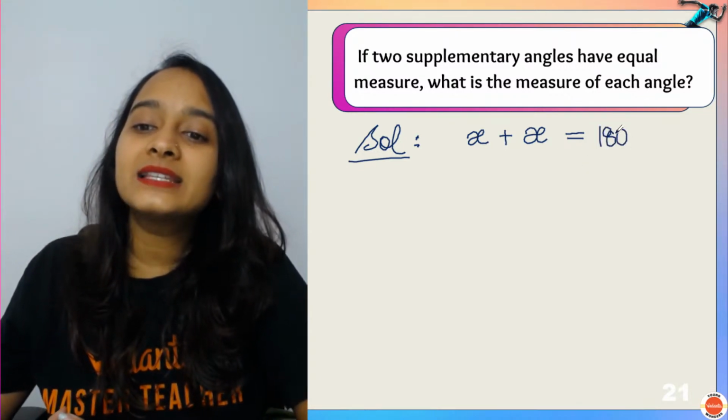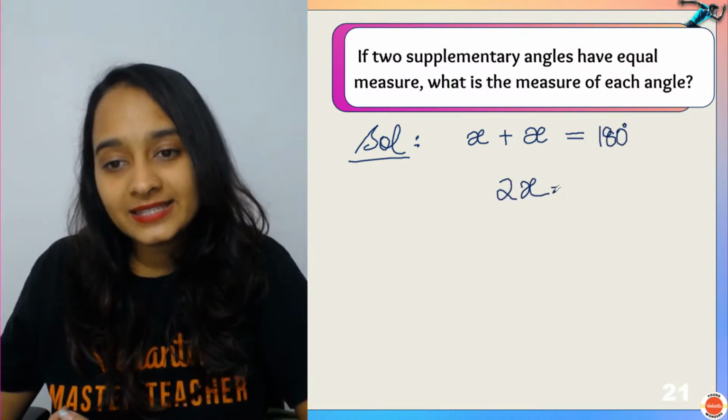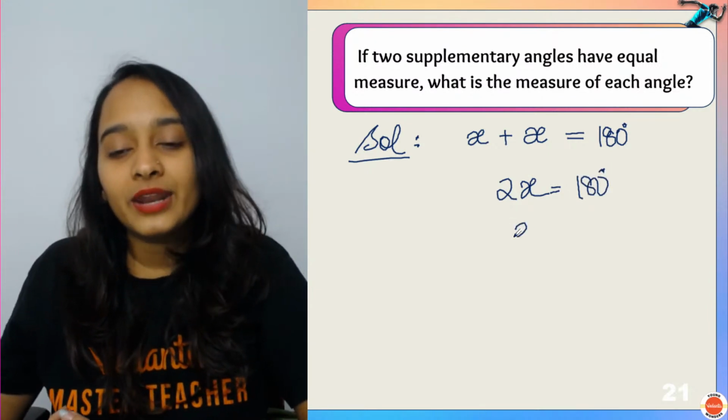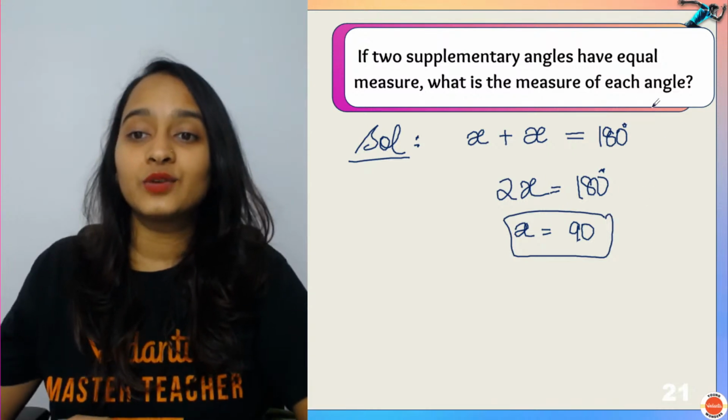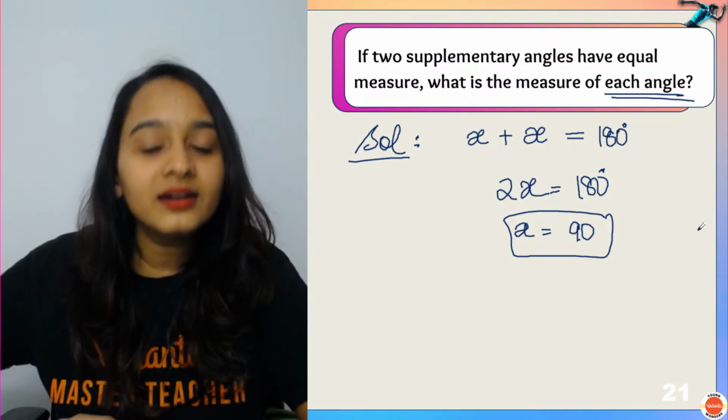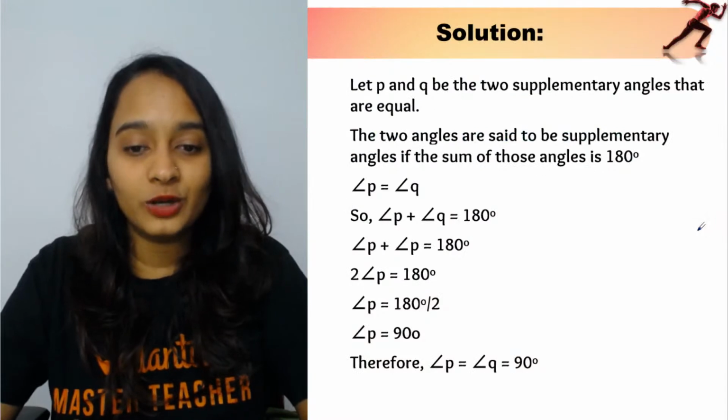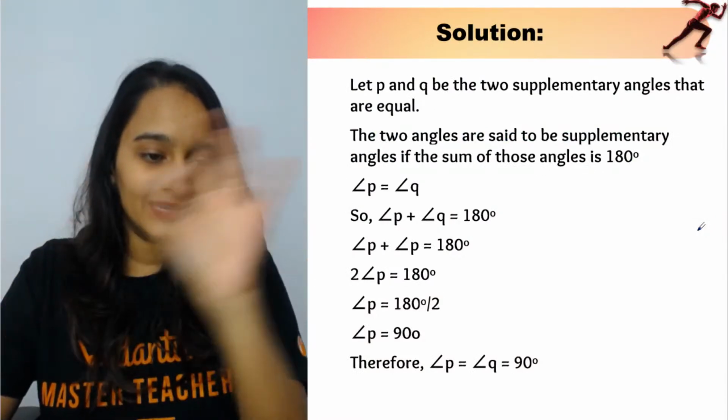180, because they are supplementary. So 2x is equal to 180. Your x is equal to 180 by 2, which is equal to 90 degrees. So what is the measure of each angle here? Each of its angle is equal to 90 degree.